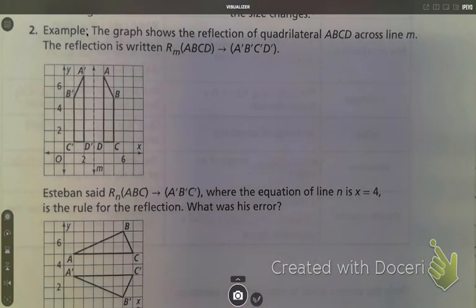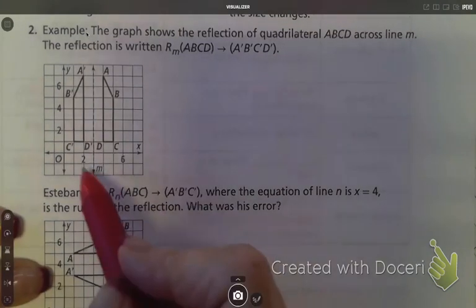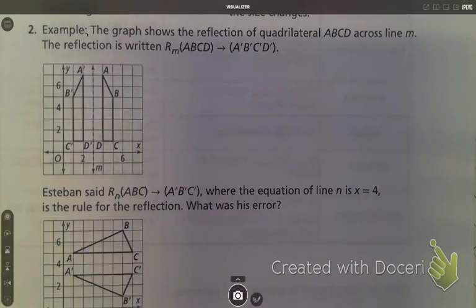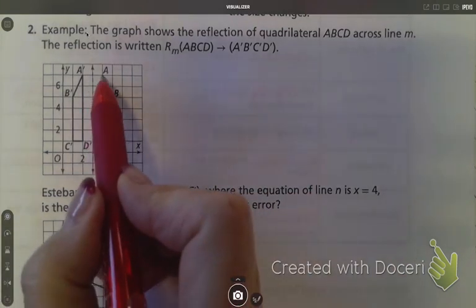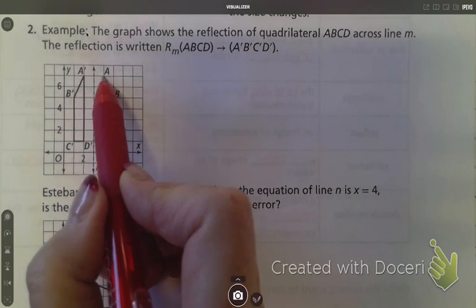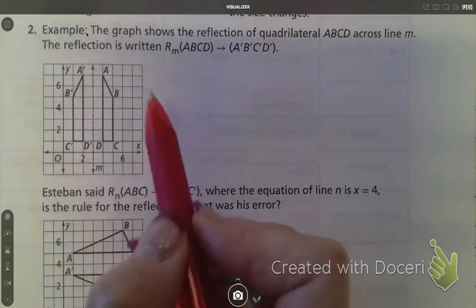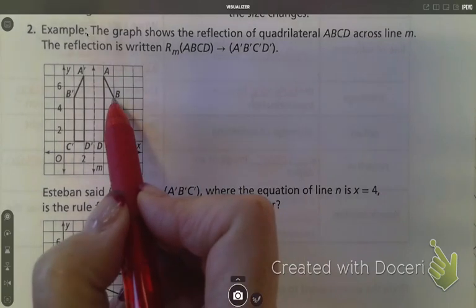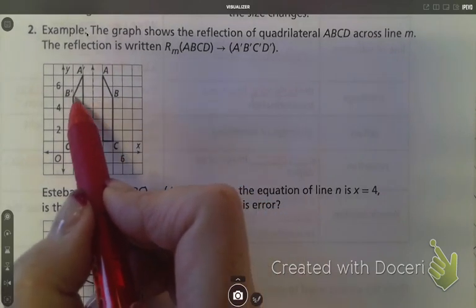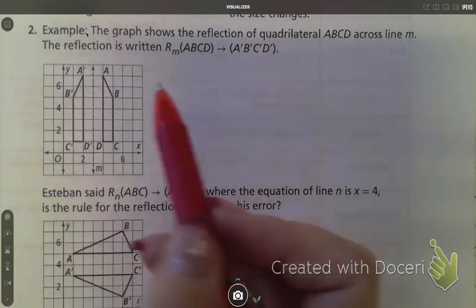Okay, it shows the graph of the reflection of a quadrilateral across line M. And line M is there, you see it here. Kind of all blends together, right? Oh, that's just an example. So what do we think we notice? How far is A away from line M? 1. How far is A prime away from line M? 1. How far is B? 2. How far is B prime? 2. Get it? Okay.